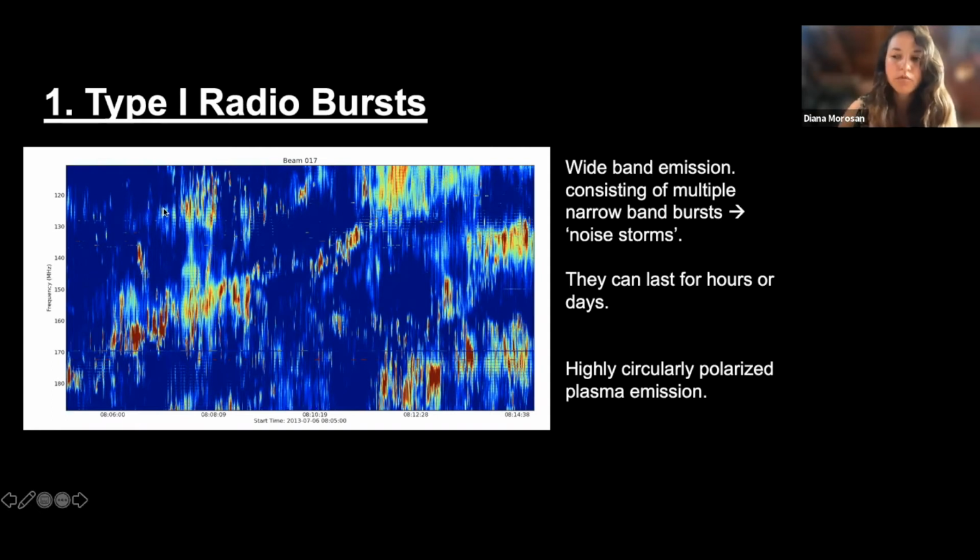And one interesting thing about type 1s is that they're highly circularly polarized. So if you look at total intensity light and then you look at the circularly polarized component, they almost have the same flux values or the same intensity level. So yeah, because they're highly circularly polarized, they're probably fundamental plasma emissions, so occur at plasma frequency.